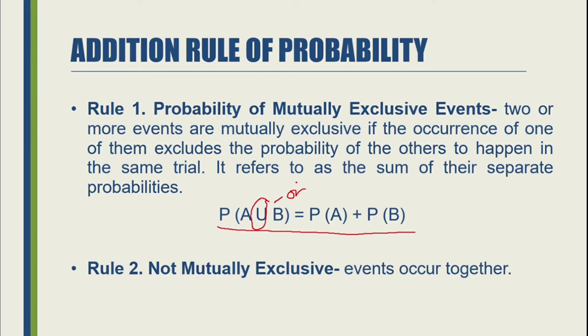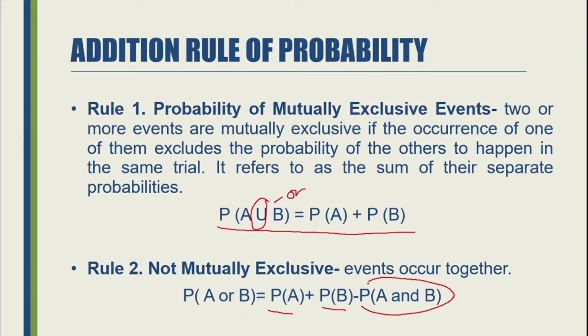The second rule is for events that are not mutually exclusive, which occur together, meaning there is a common element. So the probability of A or B is equal to the probability of A plus the probability of B minus the common part, which is the probability of A and B. So that is Rule 2. Again, there are two rules: probability of mutually exclusive events and not mutually exclusive events.